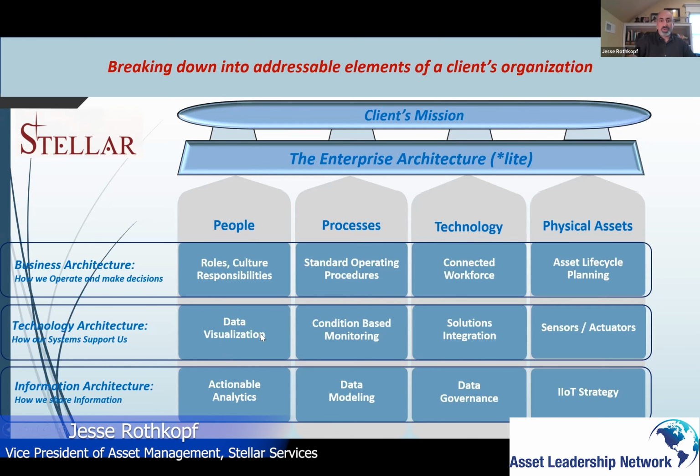Or if you're talking about people and technology architecture, how do my people out in the field, or my people in the back offices, anybody in the organization, get the data that they need to make the right decisions? And people in information architecture, that intersection is really about where do I get analytics? Not just analytics for analytics purpose, but analytics that I can action, that I can make good decisions on to improve the business. You talk about processes and here you've got standard operating procedures. If you're talking about information, you're talking about data modeling down here. Or if you're talking about information and technology, it might be about data governance.